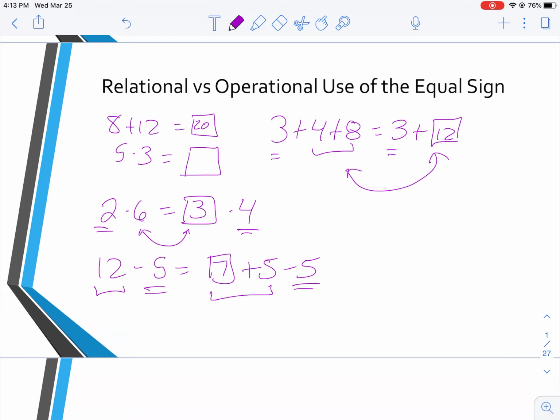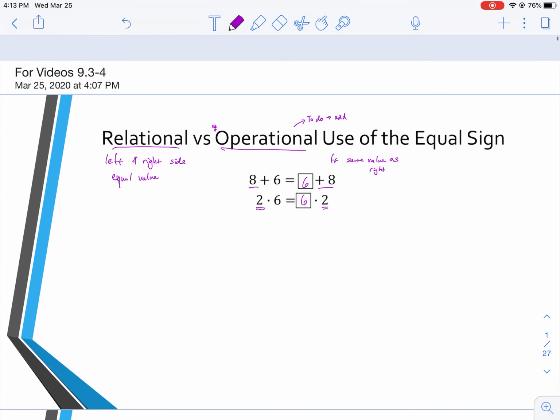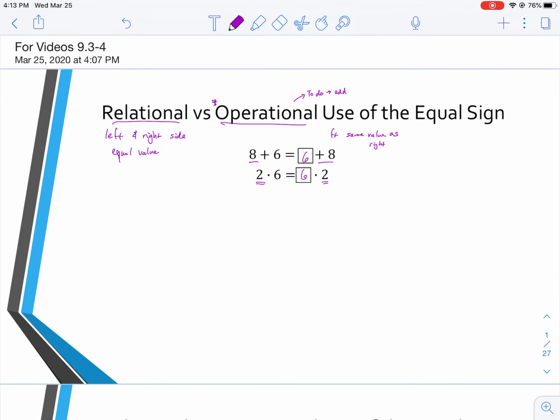So just a few thoughts on relational versus operational. Often we don't mean to, but just working with young students, working on times tables or multiplication tables, we end up with an operational view that whenever they see the equal sign, they think they need to do something, versus relational, in which they understand how the two sides relate and that they do have the same value.